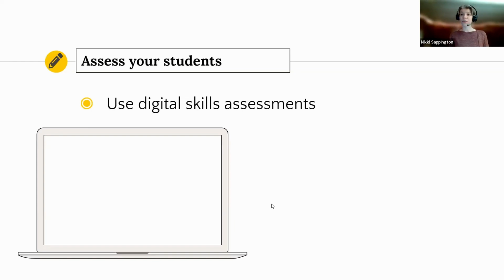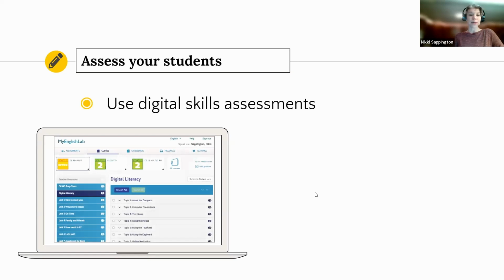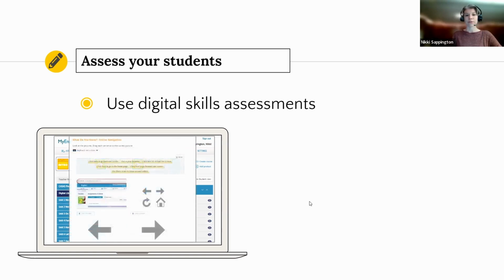You can also use different digital skills assessments to see how your students are doing. For example, MyEnglishLab, which you may be familiar with if you use Pearson's Future textbooks, has a digital literacy component where students can put their skills into practice. So different things like using the mouse, what do these different keys mean?